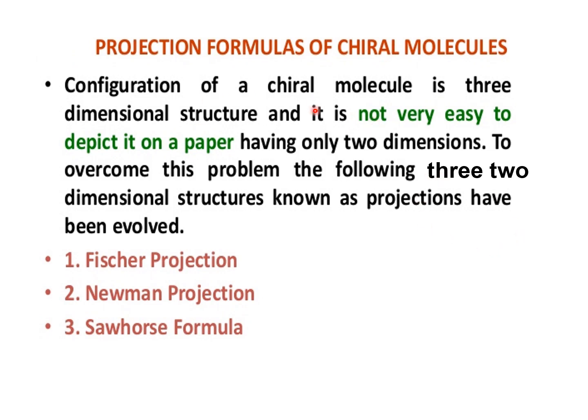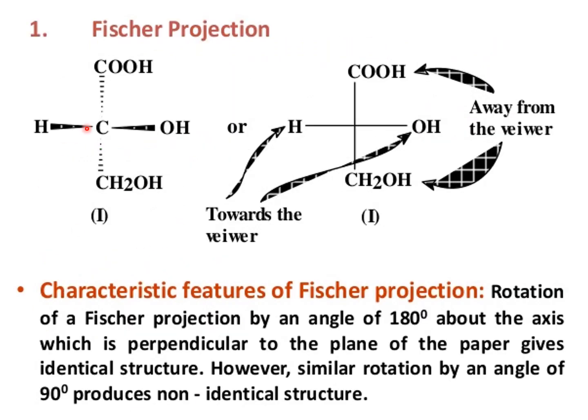The configuration of a chiral molecule is always a 3-dimensional structure, and it is not very easy to depict it on a paper having only 2 dimensions. So to overcome this problem, the following 3-dimensional structures known as projections have been evolved. Let us see them one by one. The first one is Fischer projection. Again, the chiral carbon is there, with 4 different groups: H, OH, COOH and CH2OH.